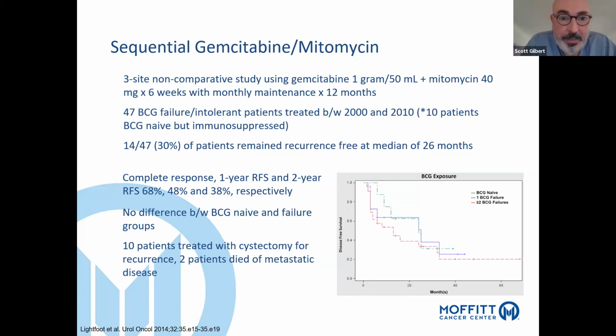Complete response rates were 68%, 1 year recurrence-free survival rates were 48%, and 2 year recurrence-free survival rates were 38%. And they didn't see a difference in response to therapy or durability of response when they looked at both BCG naive or BCG failure patients. There were 10 patients that went to cystectomy for recurrent disease.